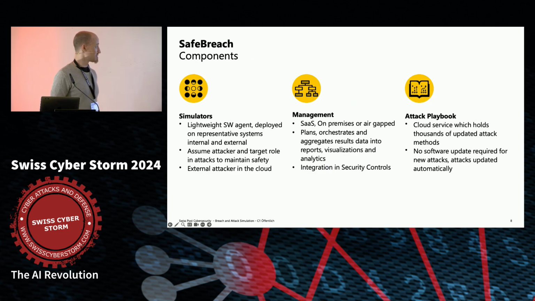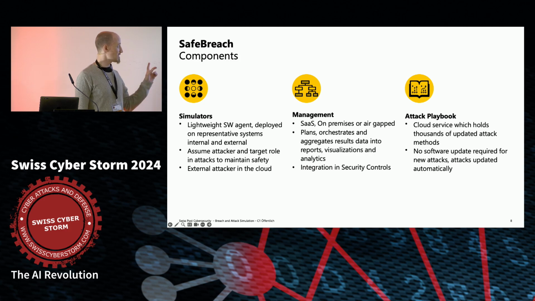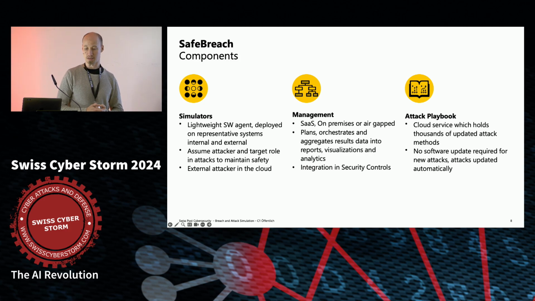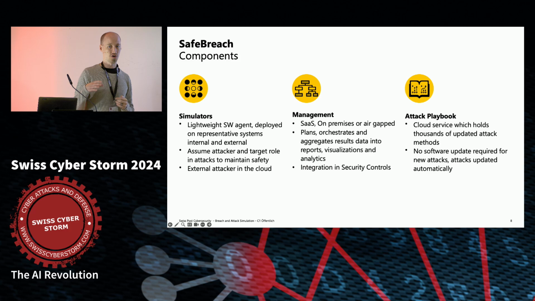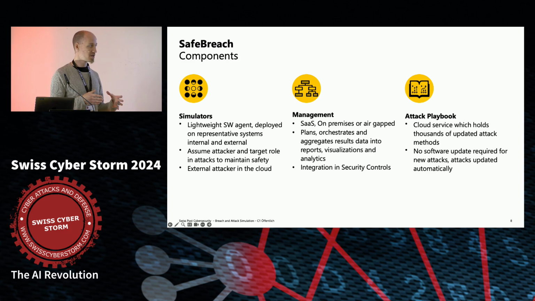Now, to get more details on the components of the product itself, we have 3 components that make up the whole system. First, we have the simulators. Simulators is a piece of software, it's an agent that we deploy on representative systems of the customer. So we do not target the productive environment. We target your productive security stack, but we do not attack your production system. So we ask our customers to deploy representative systems, and on those systems we install our agents. And those agents are the ones that actually carry out the attacks.